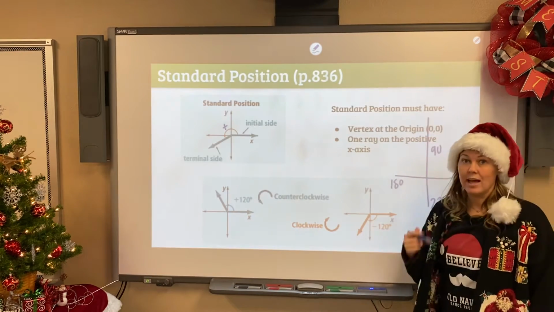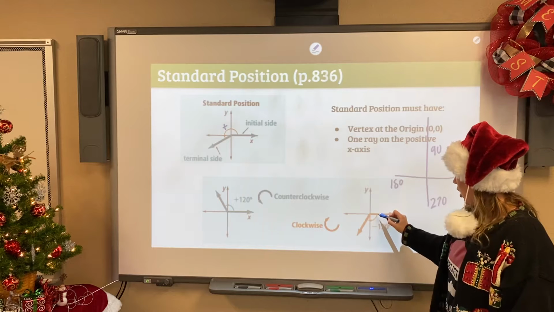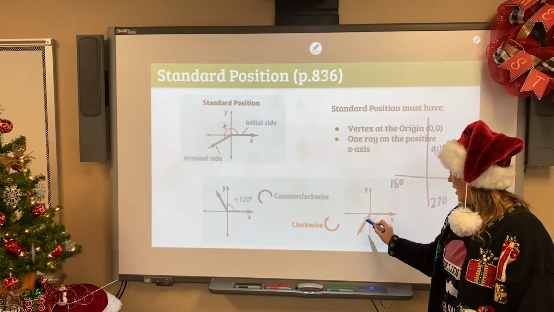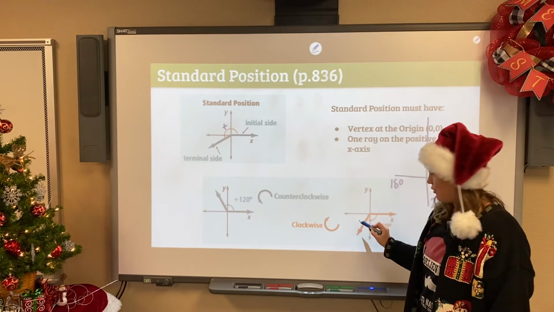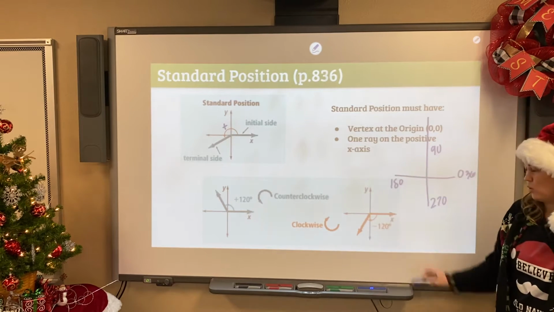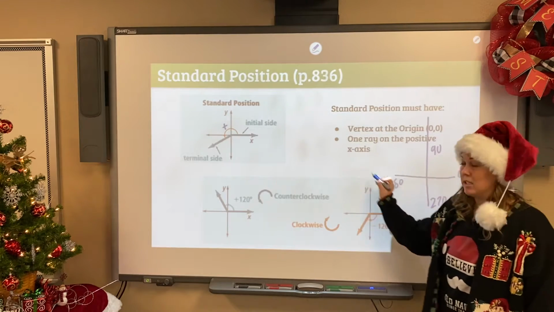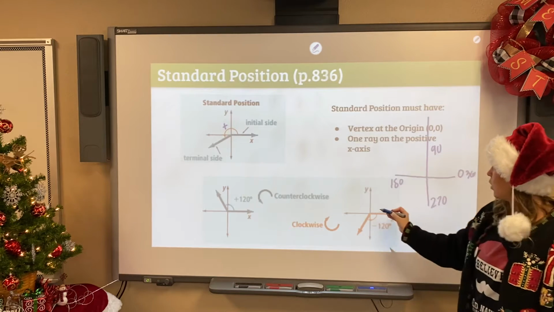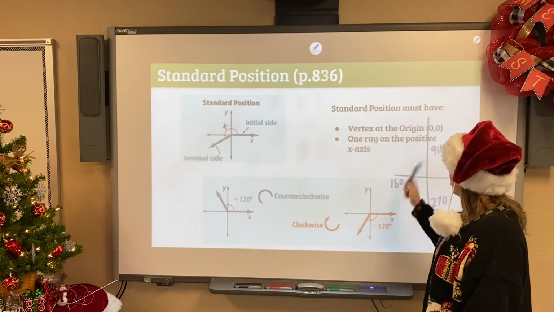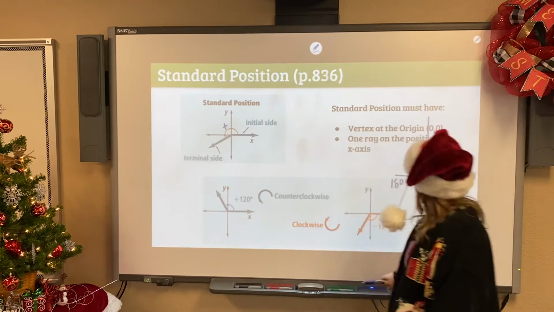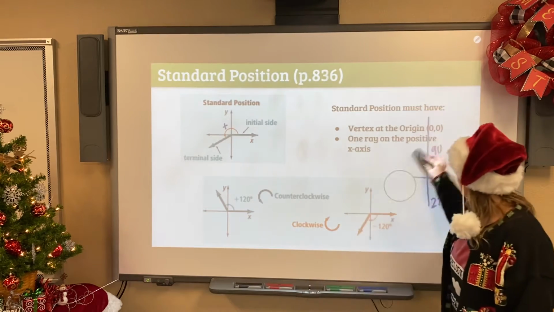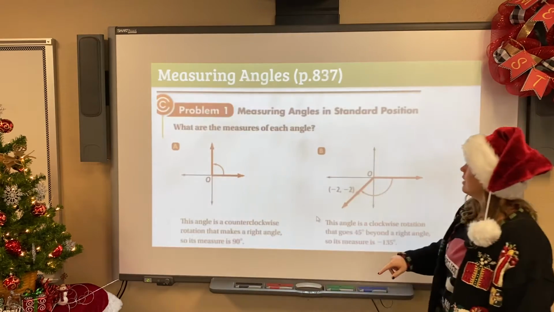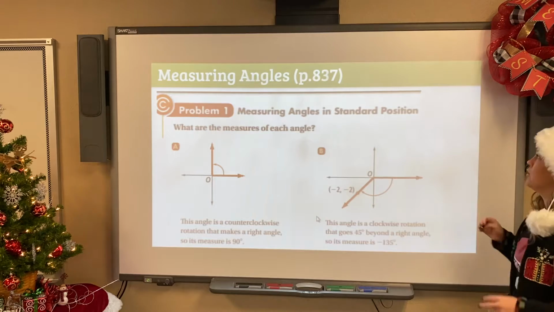So if we represented negative 120, we would start and we would go backwards. So we would go back negative 90 and then another negative 30 to get our negative 120 degrees. So to go positive, you go counterclockwise. To go negative, you go clockwise. And so your vertex is at the origin and your terminal side is the ray off of your x-axis, the positive x-axis.